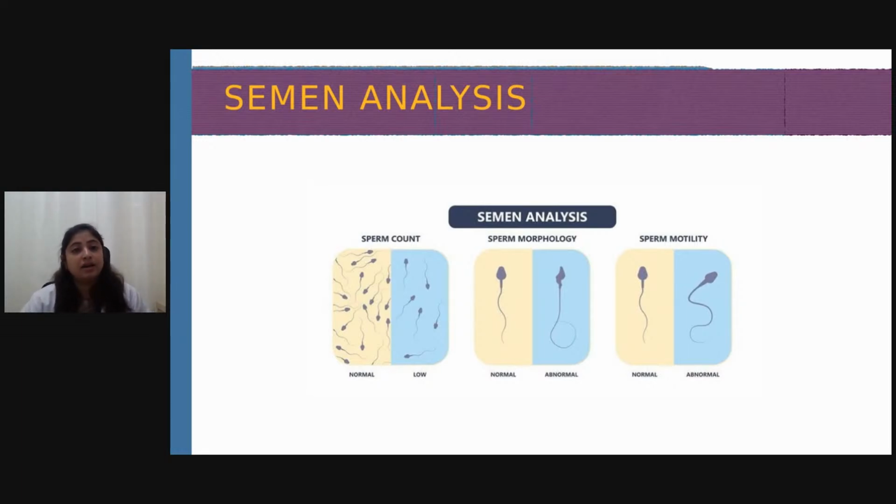Last in the tests is semen analysis. It is a simple test in which semen is checked. The sperms are counted to see if the count is low or normal. Then the sperm are checked to see if they look normal, having head, neck, cap, and tail or not, and then the motility, that means whether they are able to move or not. This is also called semen analysis. These are the important tests which we do for the basic evaluation of any infertile couple.